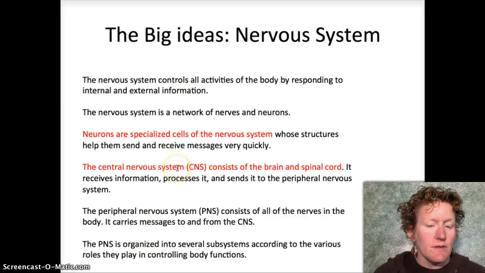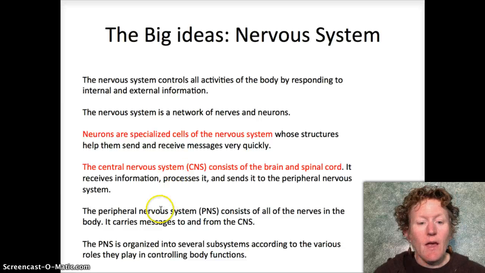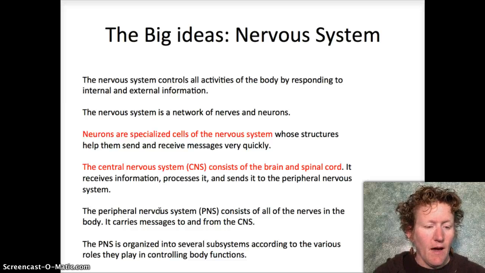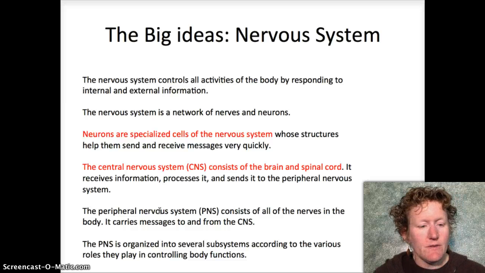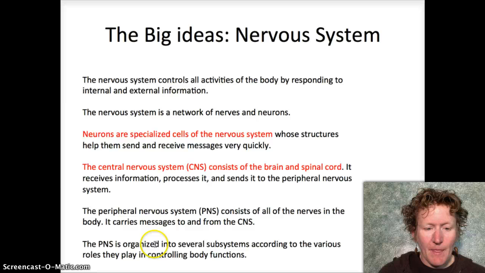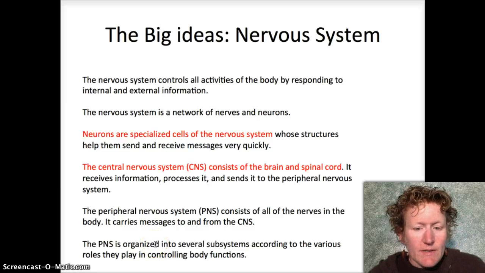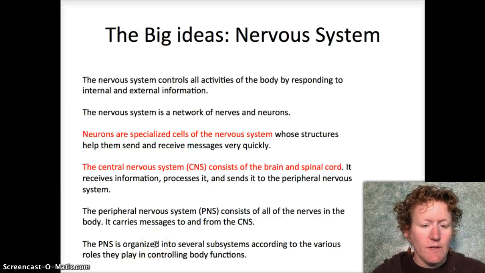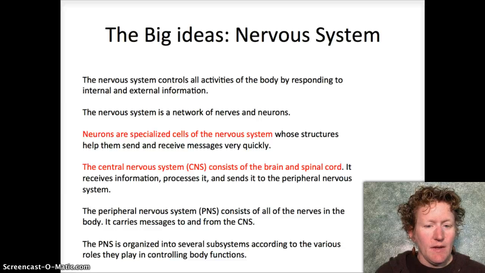The central nervous system is your brain and spinal cord. The peripheral nervous system is basically everything else. All those nerves that reach out to your fingers and your toes and your nose and your ears and your elbows, that's your peripheral nervous system. The PNS is organized into several subsystems according to the roles they play in body functions.